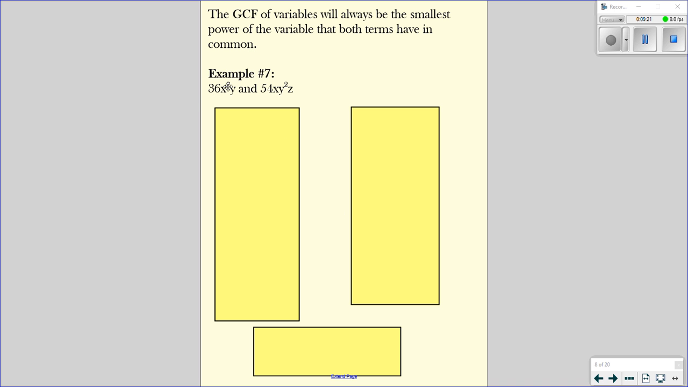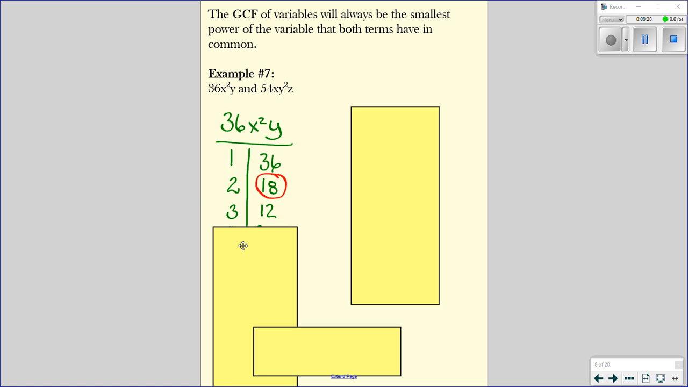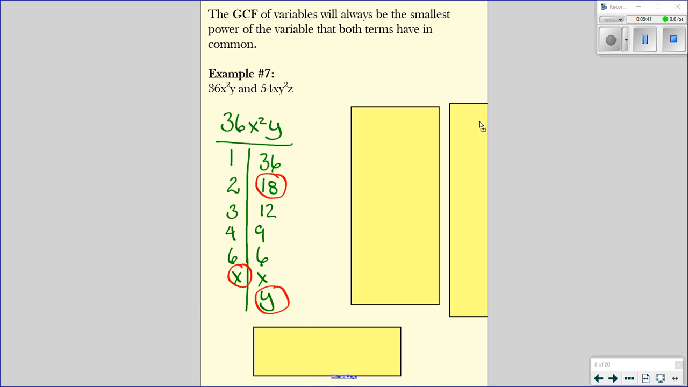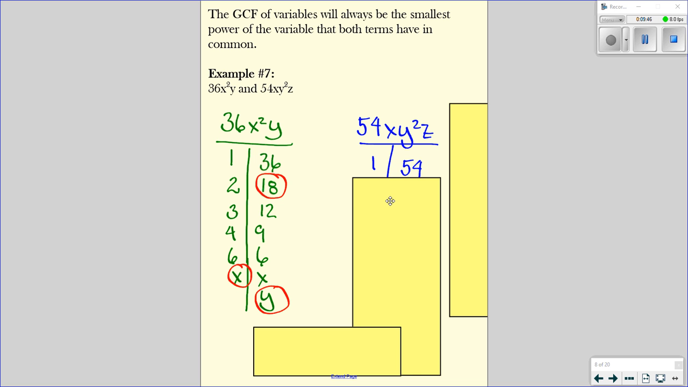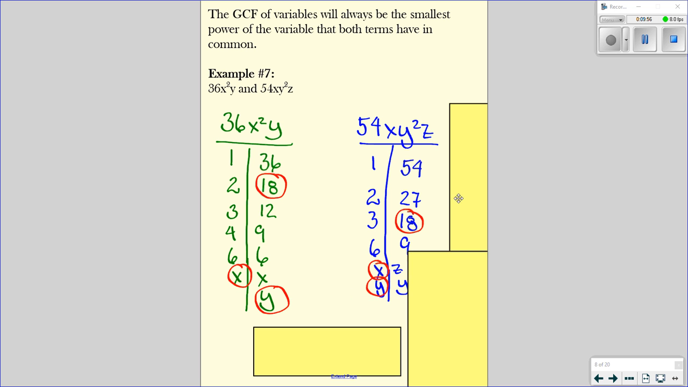Right, so for 36x squared y, we're going to do that first. Again, I first find the factors of 36: 1 and 36, 2 and 18, 3 and 12, 4 and 9, and 6 and 6. And then I broke down the x squared into x and x, and then put the y. So I got that one. Now I'm going to do the same for 54. Find the factors of 54: 1 and 54, 2 and 27, 3 and 18, 6 and 9. And then I put the 1 x, and the 2 y's because it's y squared, and then the z.